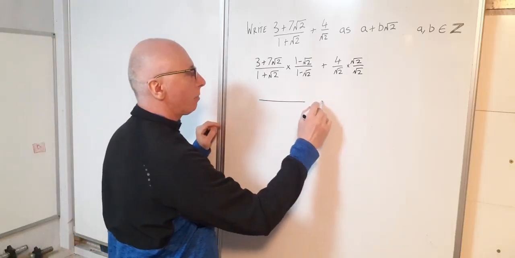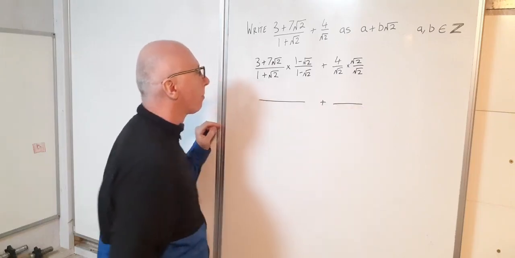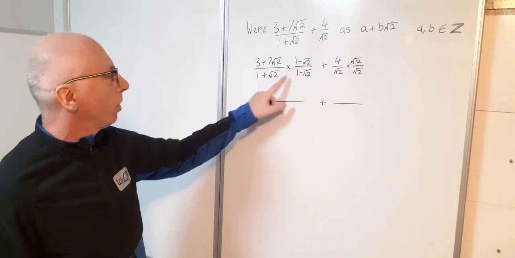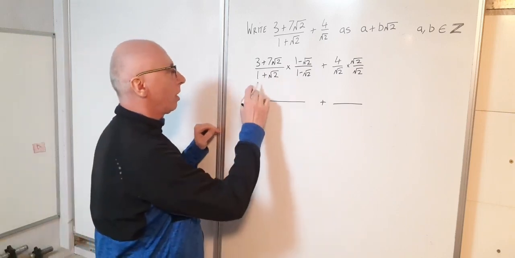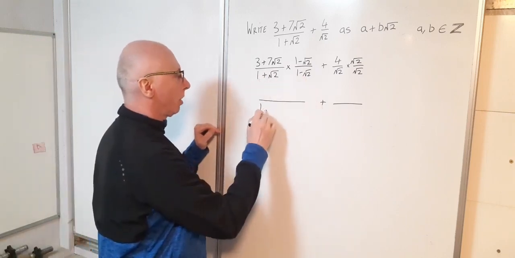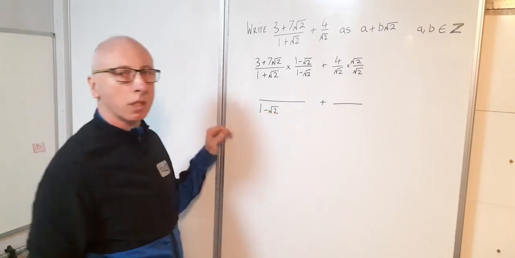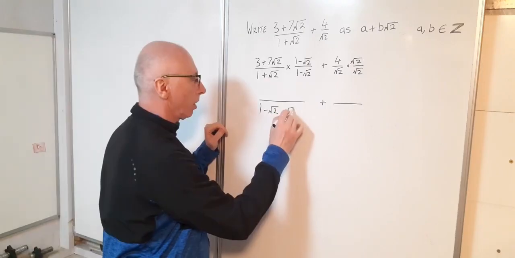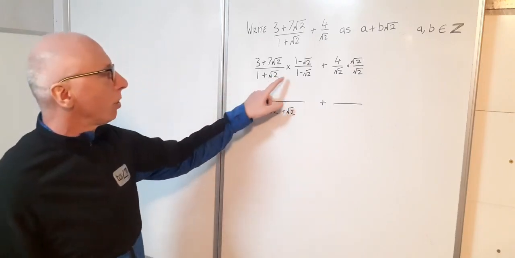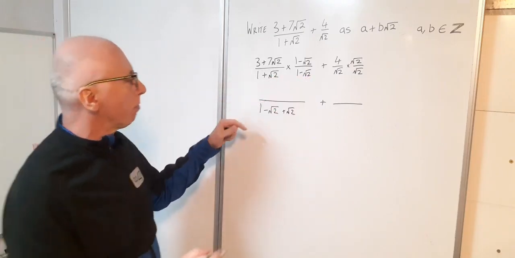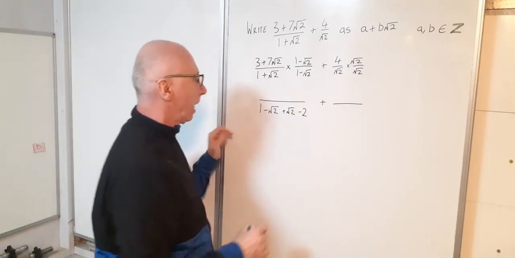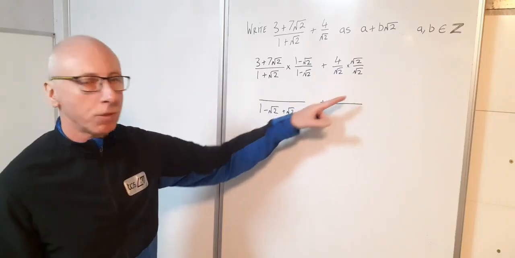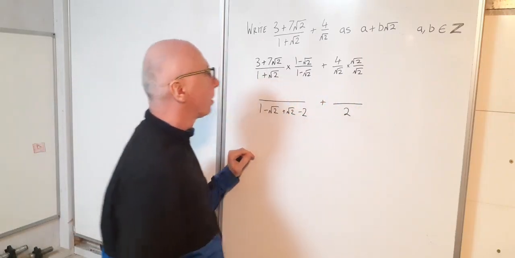So let's deal with my denominators first. So here, let's just FOIL out each one. So 1 times 1, it's just 1. 1 times minus root 2, it's minus root 2. Then we've got plus root 2 times 1, so that's plus root 2. And root 2 times minus root 2, which is just minus 2. Now you can see that these are going to cancel out. Now this denominator, root 2 times root 2, is just going to give me 2.